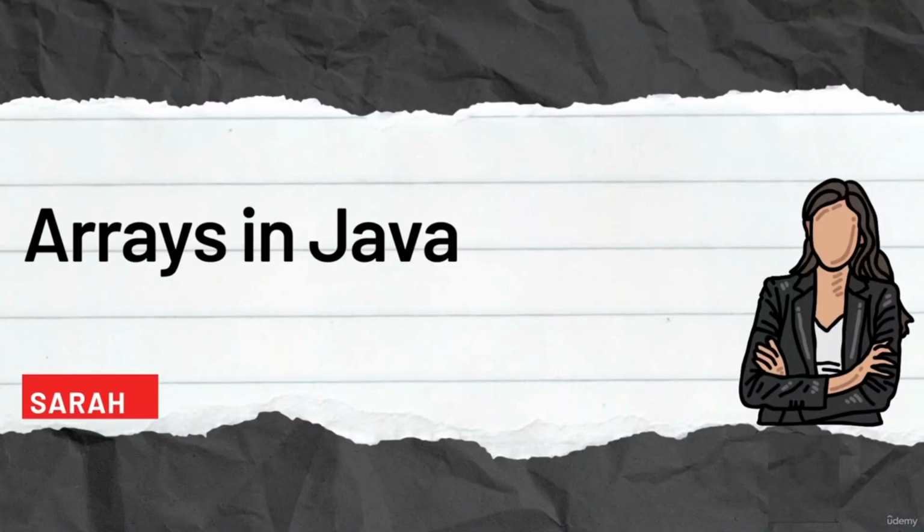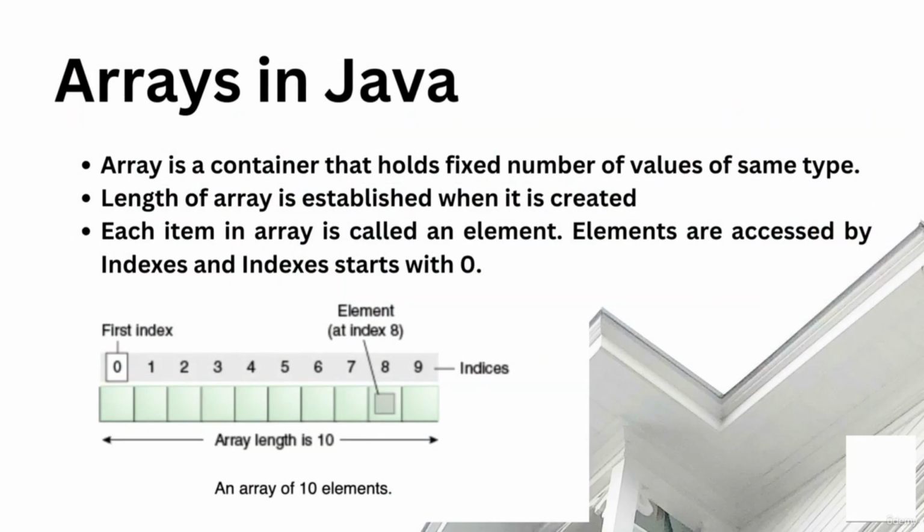Next, we will see what arrays are in Java and how to use them. An array is a container that holds multiple values of the same data type. So you can have an array of strings, you can have an array of integers, you can also have an array of user defined types like car or person. The length of an array is established at the initialization time.